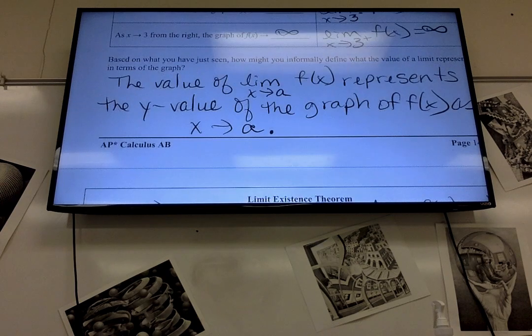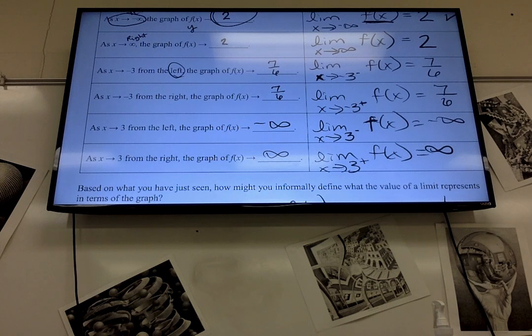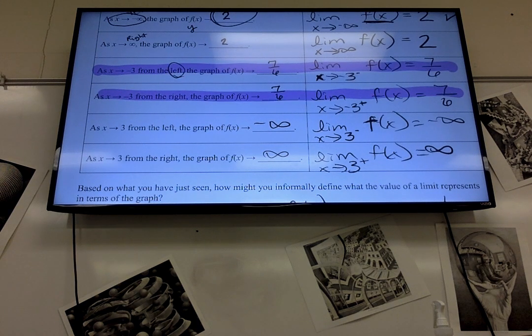For example, back over here, these two. This one and this one. See how you have two limits? You have the limit from the left of -3 and the right of -3, and they both equal 7 over 6. So that means the limit as x approaches just -3 equals 7 over 6.